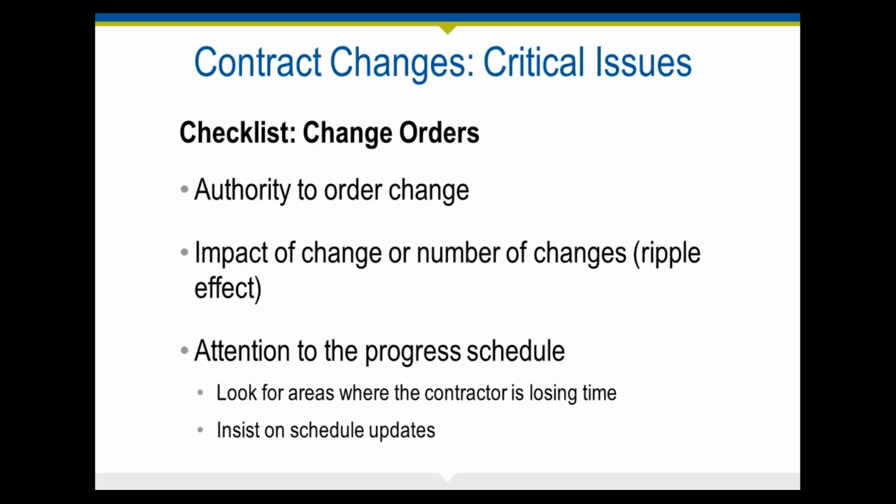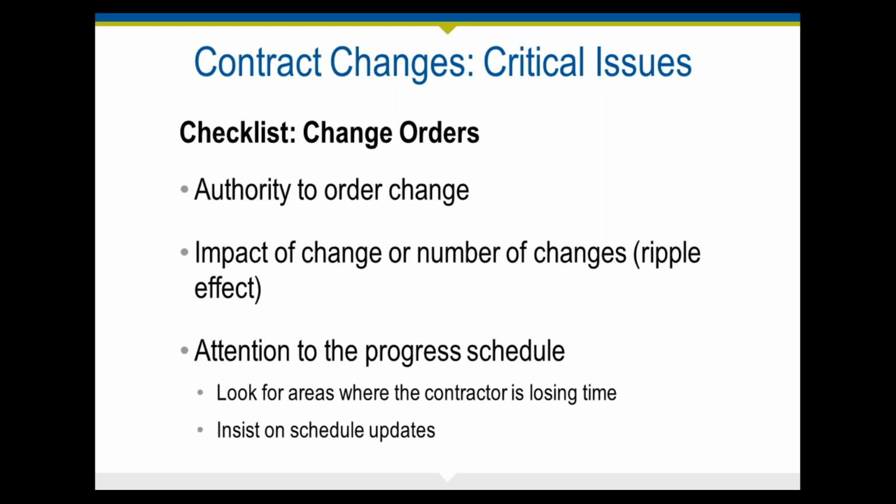So when you're doing change orders, who has the authority to order changes? Typically, that's the owner. But as a design firm providing services to the owner, what you want to be thinking about is, okay, that's fine, we've agreed on these changes, but what is the impact of the change or the number of changes? What's the ripple effect on the schedule? Because from the owner's standpoint, it's not just about the changes, but they also want to be able to have control of the facility by a certain milestone.